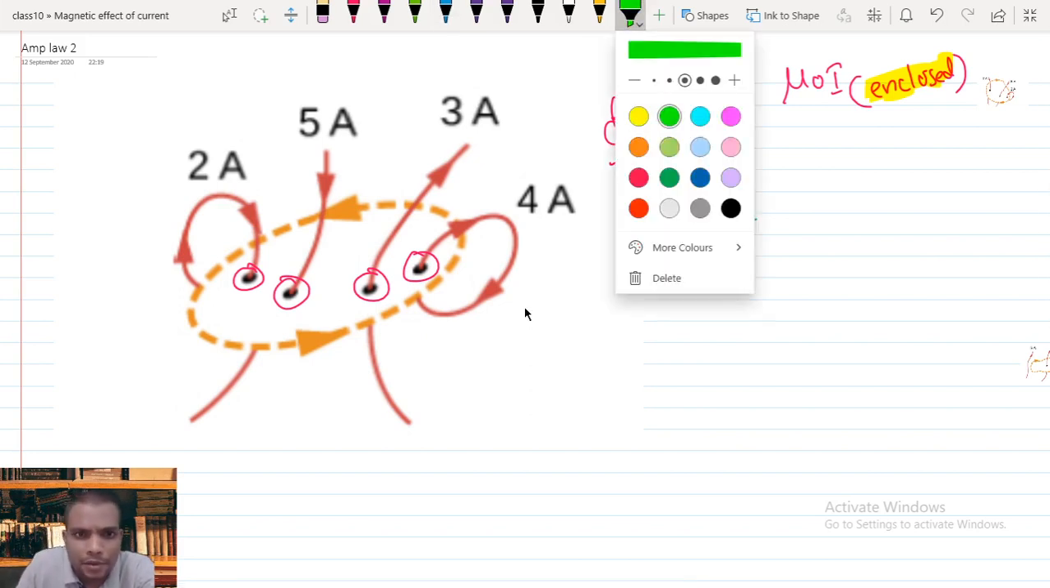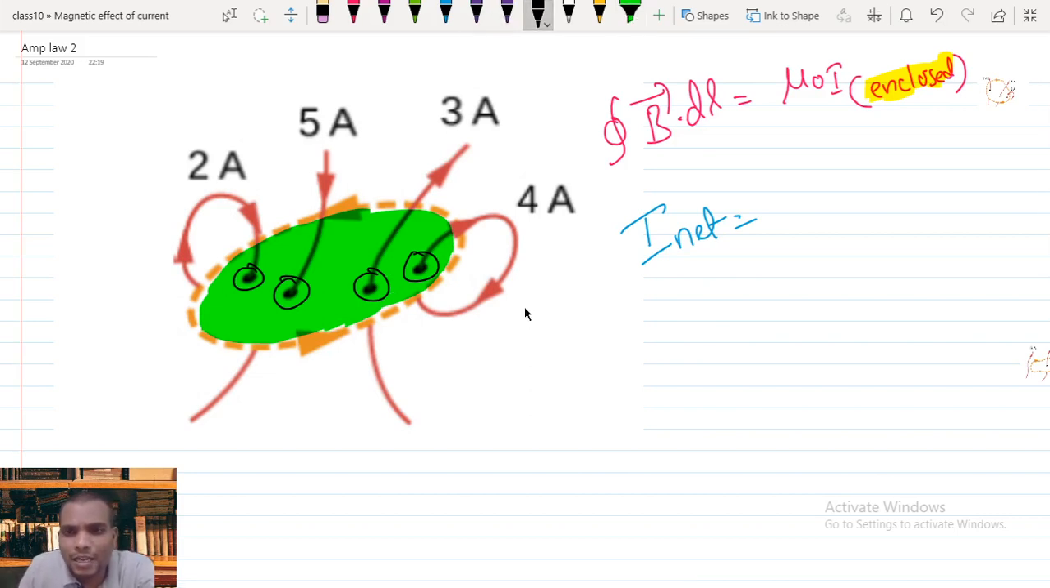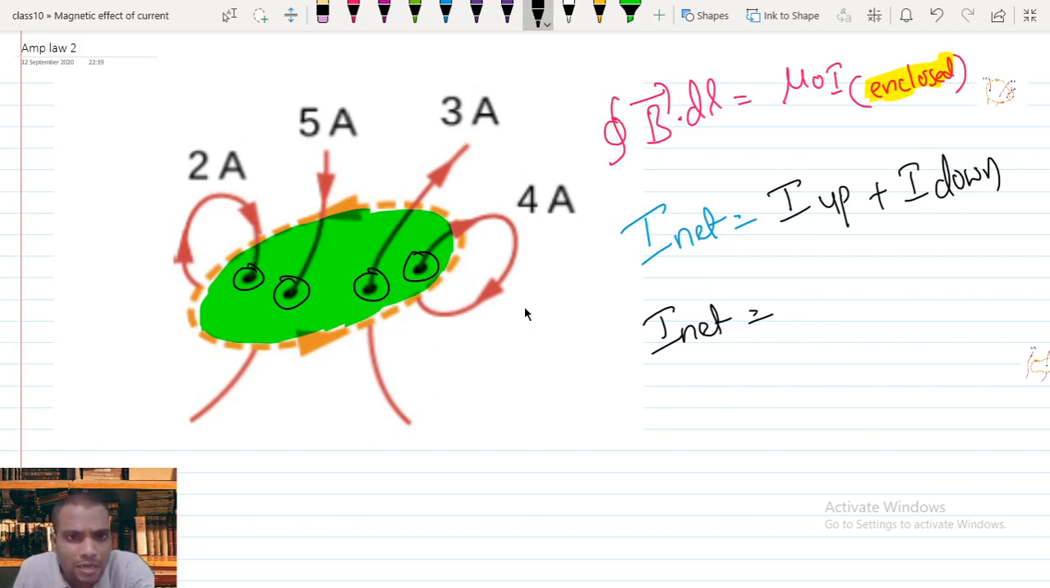Suppose I make the Amperian loop visible, here you can see the boundary. So this is the Amperian loop. Through this loop the currents are punching and going. Now try to recognize with the help of arrow marks how many currents are going up. The net current equals currents which are moving up plus currents which are moving down.